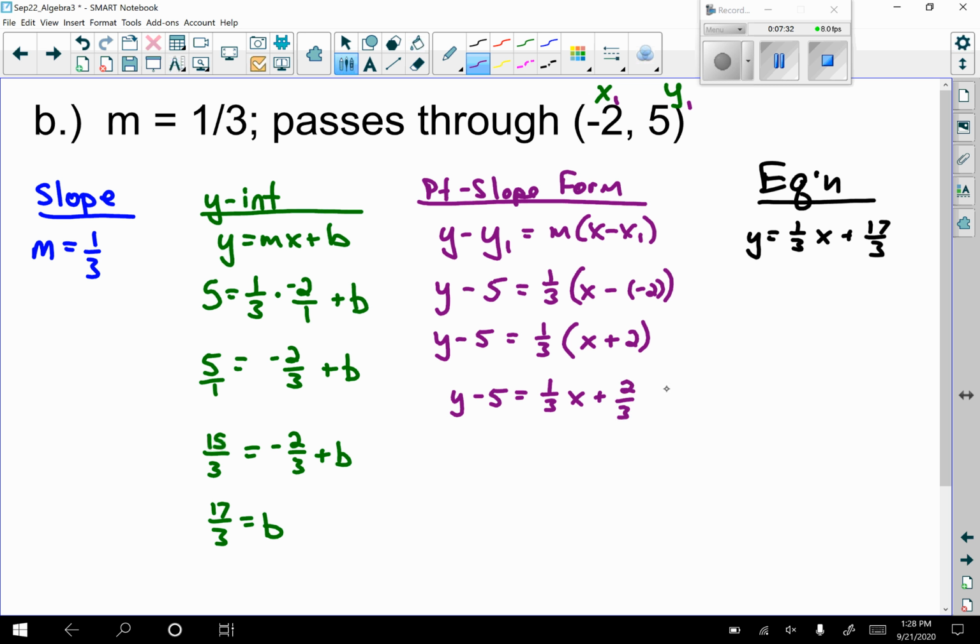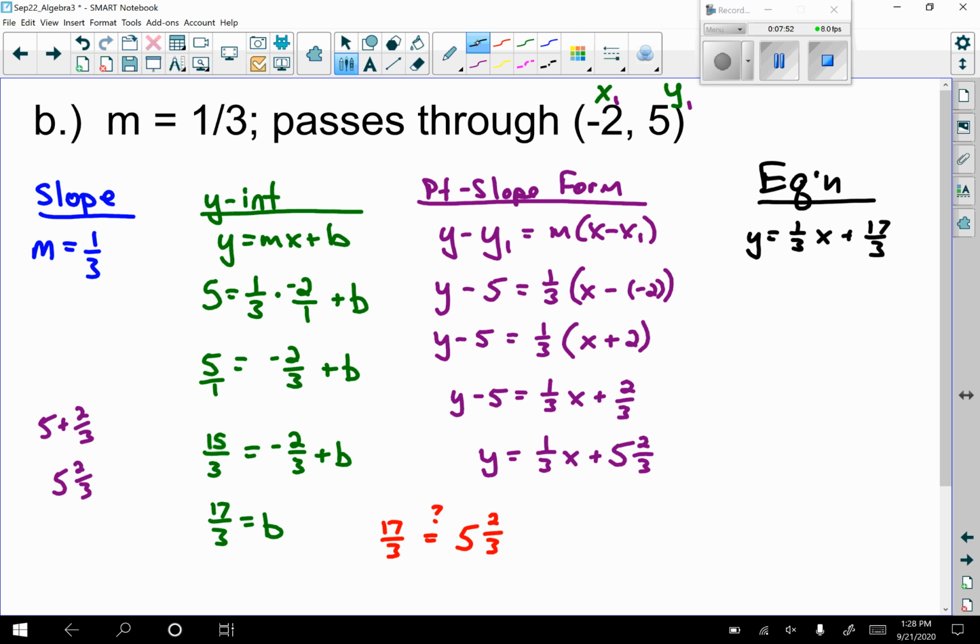So now I'm going to get y minus 5, distribute the 1/3, so I get 1/3 x plus 2/3. Now technically here, and I could have done this over here too, 5 plus 2/3, I could just leave as 5 2/3. So that's what I could do here. Y equals 1/3 x plus 5 2/3. So now the question is 17/3 the same as 5 2/3?